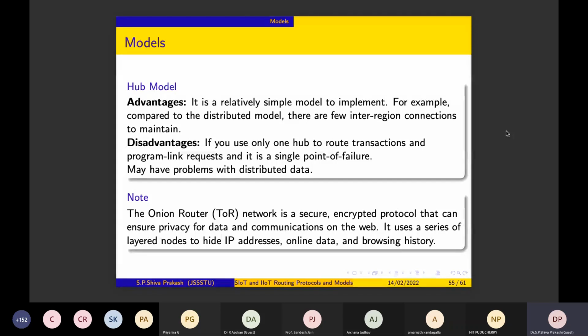The onion router network is a secure encrypted protocol that can ensure privacy for data and communications on the air.